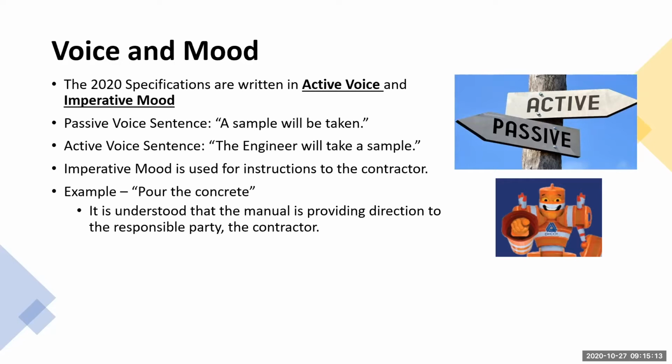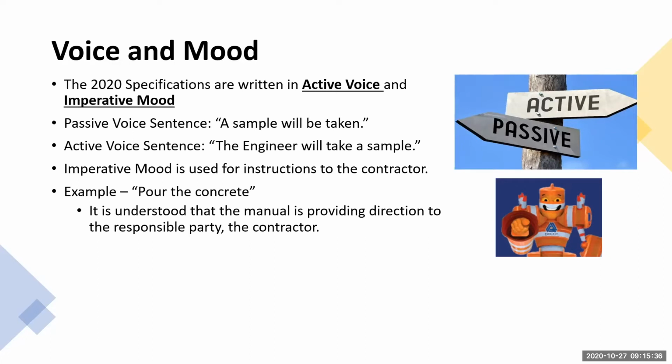Passively, we would just say a sample will be taken, but it didn't really give you direction. It didn't tell you who was taking that sample. Now we're saying actively, the engineer will take the sample. If not, it's assumed the contractor is doing the work.